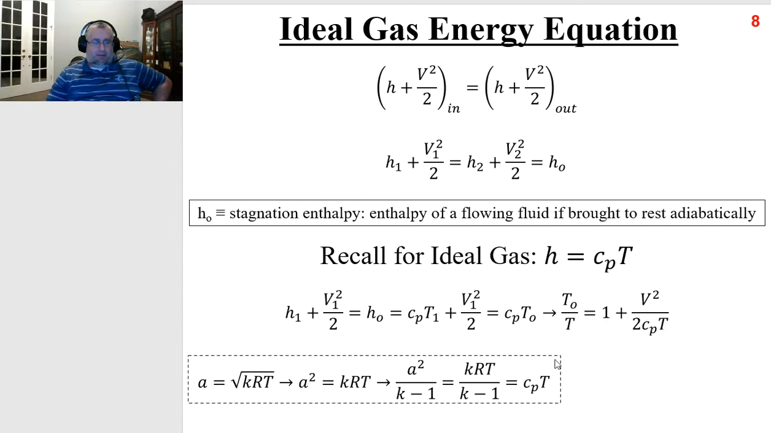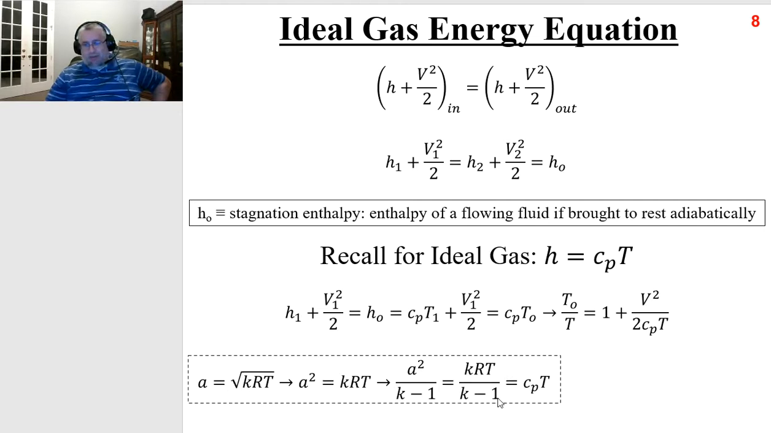And the first thing that I'm going to do is start to work on my original expression for the speed of sound in my gas, right? Which, remember, the speed of sound is just the square root of kRt. If I square both sides, I get the square of the speed of sound is equal to just kRt. And now if I divide top and bottom by k minus 1, and you'll see why in a second that I want to do that, I get a squared divided by k minus 1 is equal to kRt divided by k minus 1.